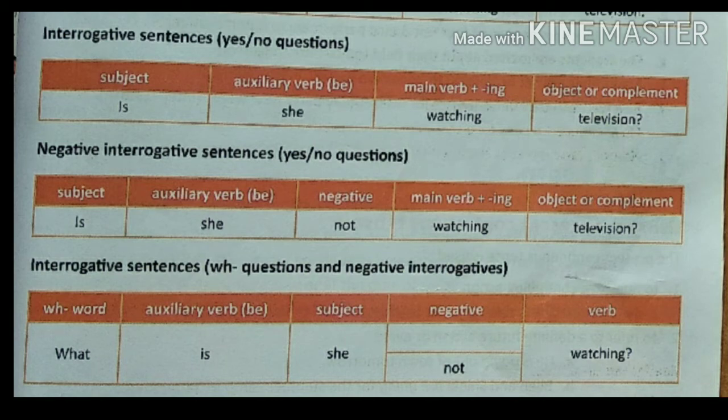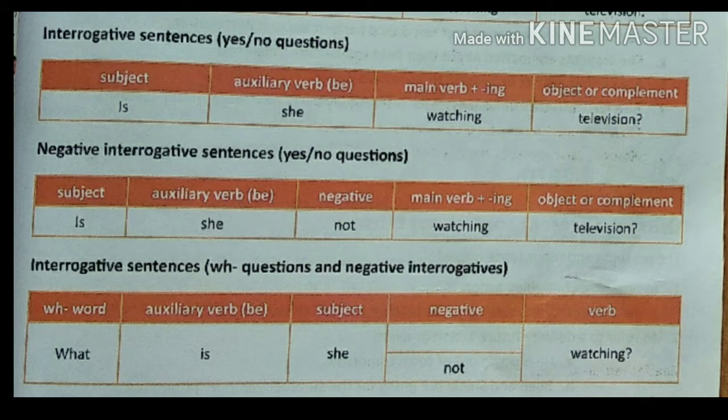In interrogative sentence, there is a yes or no question. First, the auxiliary verb is, am or are, plus subject plus ing form of the verb. Then if there is an object, it will be object. And negative interrogative sentences, auxiliary verbs first is, am or are, plus subject plus not, then ing form of the verb. Last, if there is an object, it will be object.